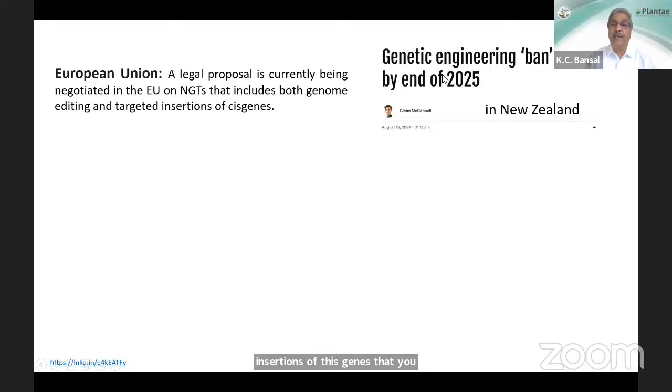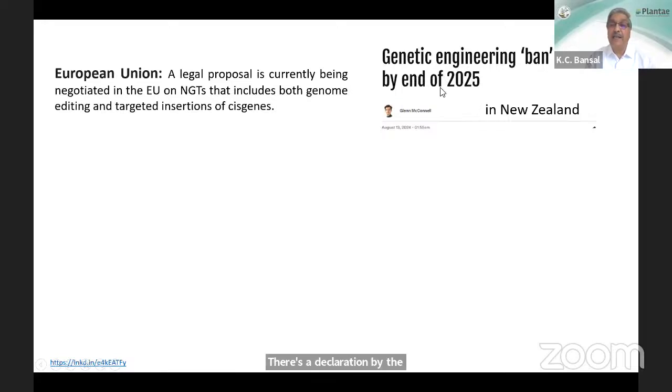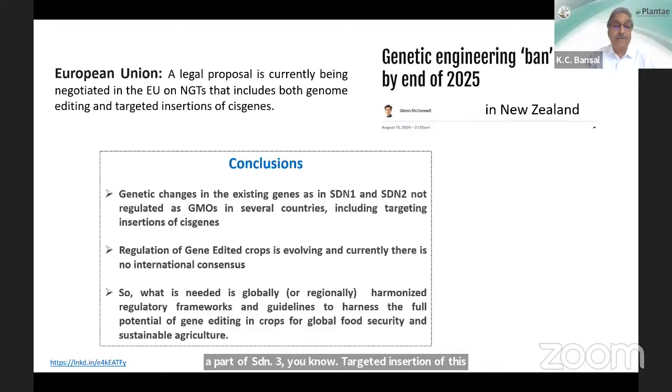And also in the meanwhile, there's a declaration by the agriculture minister in New Zealand that the genetic engineering ban will end by 2025. So there's positive news coming across, and more countries are joining, and declaring SDN1 and SDN2 particularly, even cisgenesis, which could be a part of SDN3, targeted insertion of these cisgenes, as SDN3, will not be treated as GMOs.